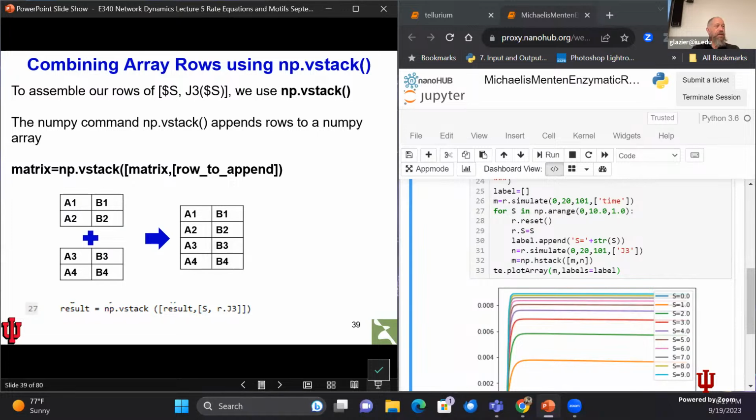So in this case, matrix equals numpy.vstack, regular bracket, square bracket, matrix, comma, what I want to add in square brackets. Now, this is if I'm going to add a single line. If I wanted to add a matrix, it would just be result 1, comma, result 2 would be possible. But in this case, I'm adding S, comma, value as a matrix itself.